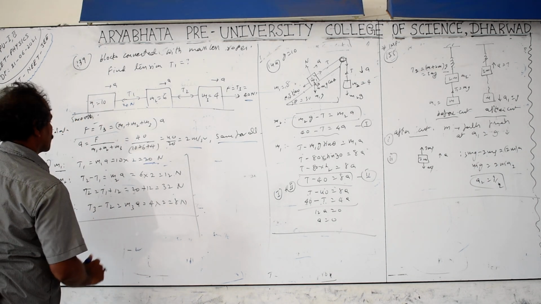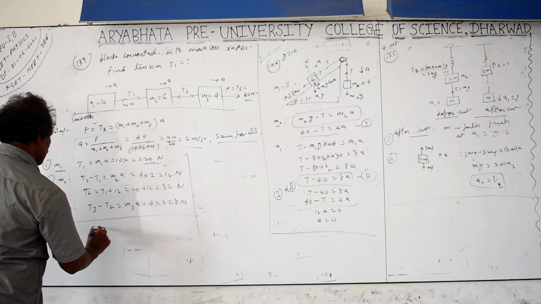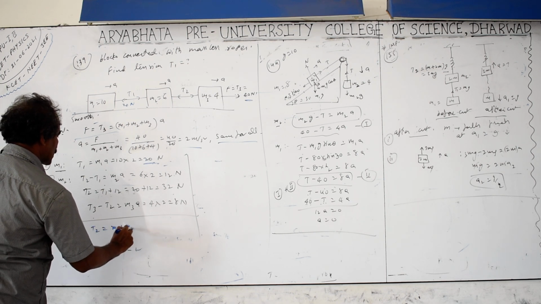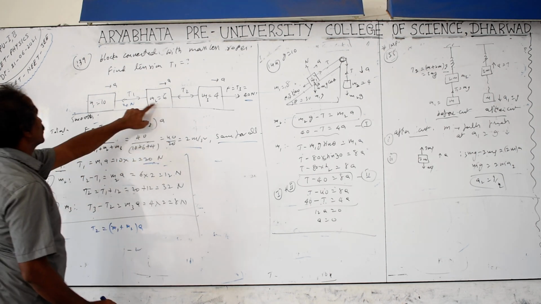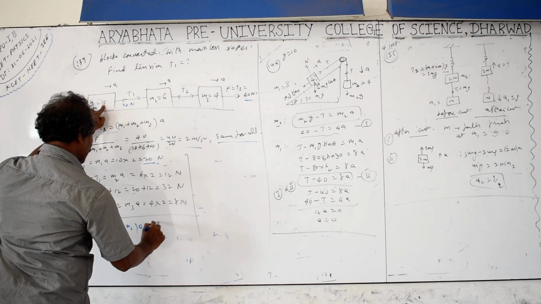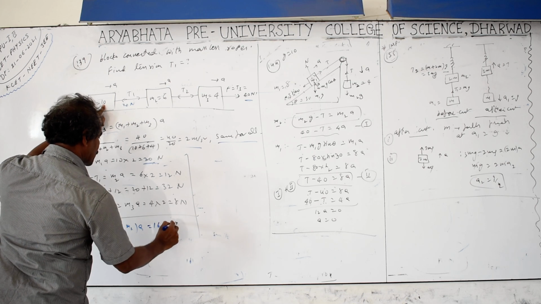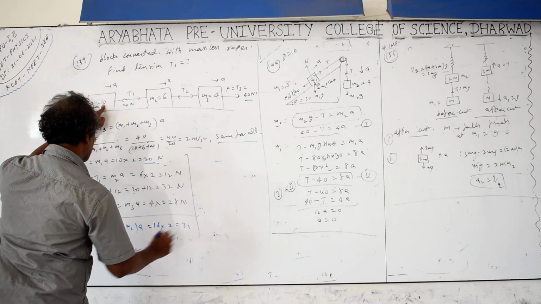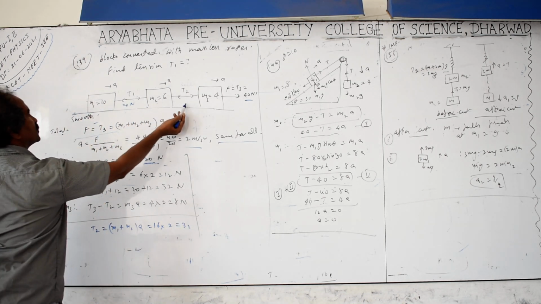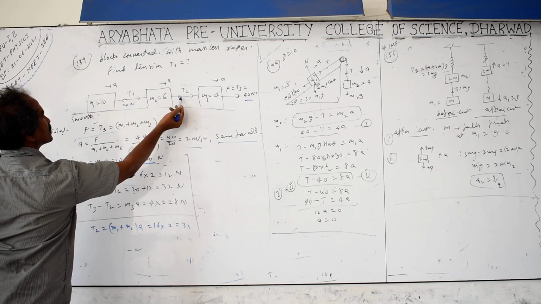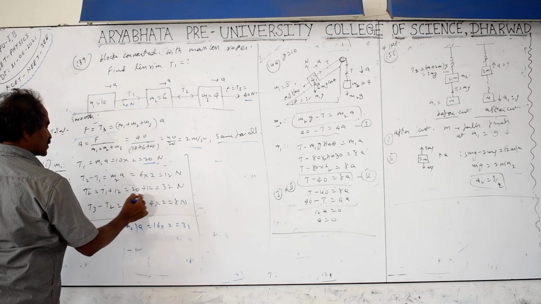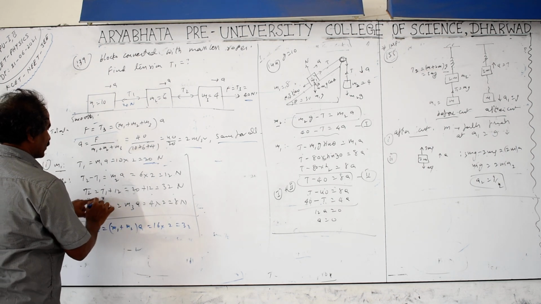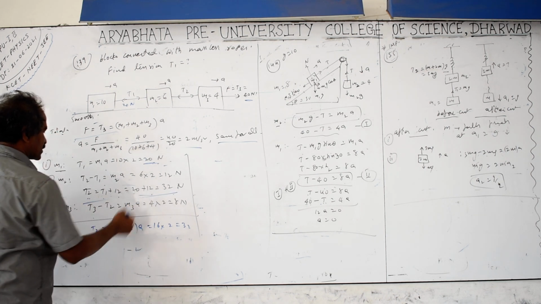16 into 2 is 32. You can take T2 equal to m1 plus m2 into A, because T2 is pulling these two blocks. m1 plus m2 is 10 plus 6, 16, into the common acceleration 2, which is equal to 32. Or we can take the opposing force T1: net force is T2 minus T1 equals m2A, 6 into 2, 12. We want T2, so T2 equals T1 plus 12, which is 32. We can do it like this or like this.